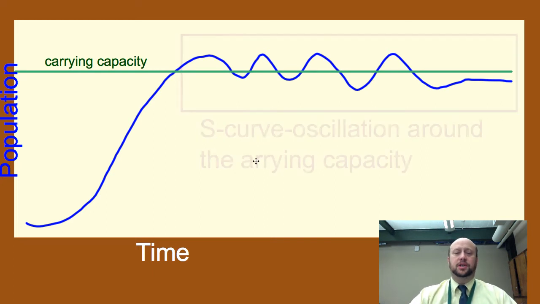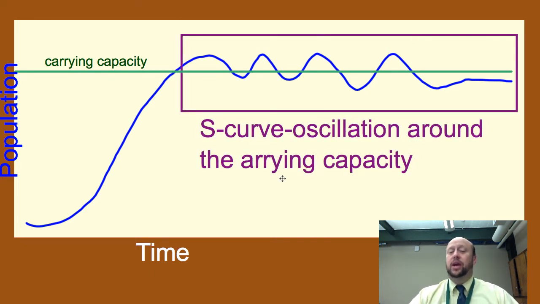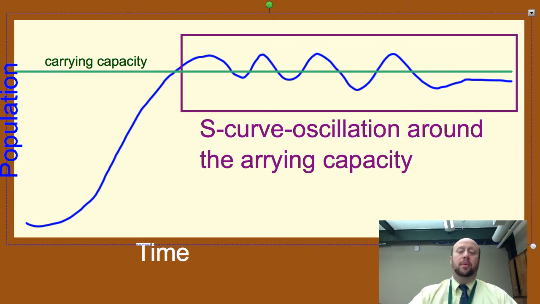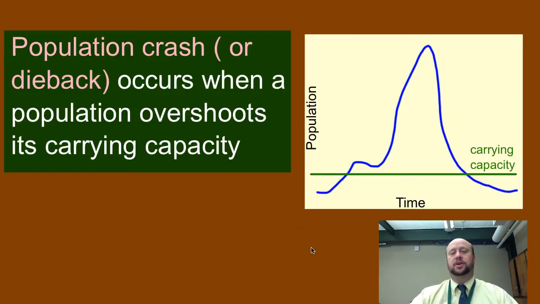The S curve is the oscillation around the carrying capacity there. And so the S curve shows that if we go above the carrying capacity, we're going to come back down, and then we can go back up, and so on and so forth, until eventually, hopefully, you reach a point where it sort of levels out and becomes a little bit more stable. So J curve over here, S curve over here on the population graph.